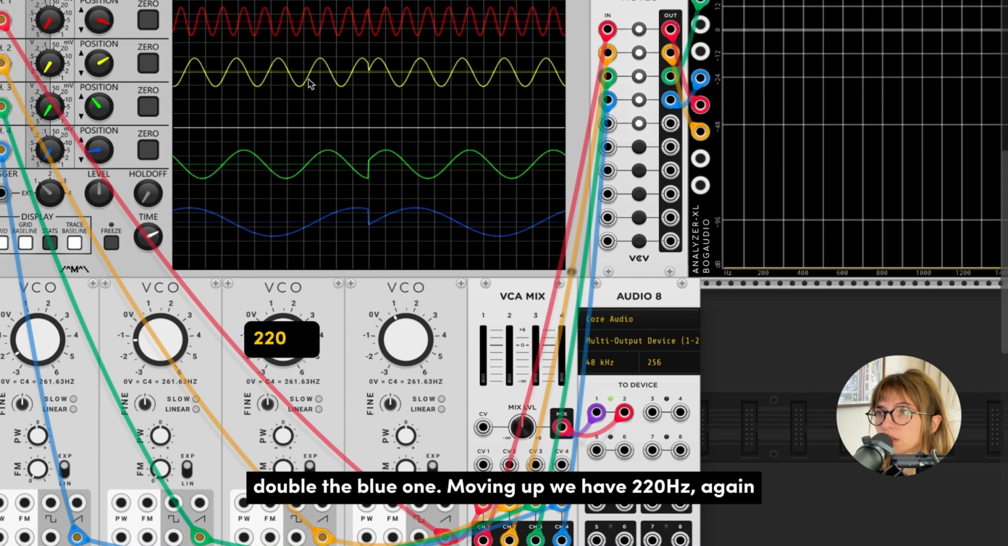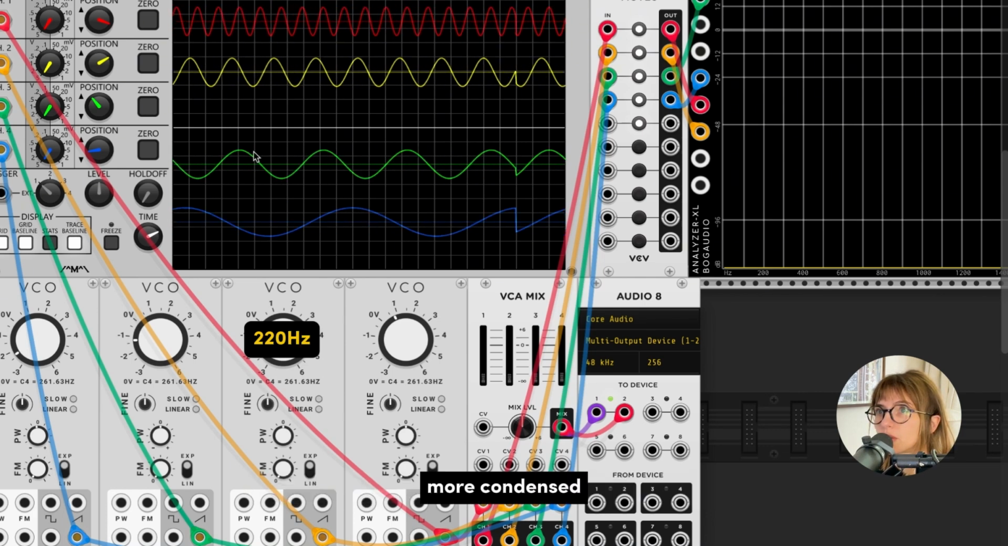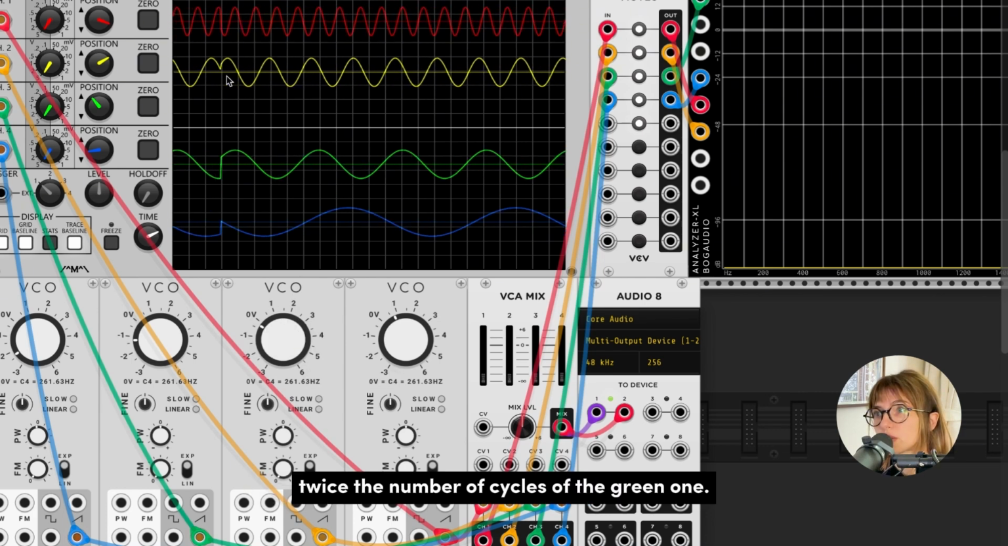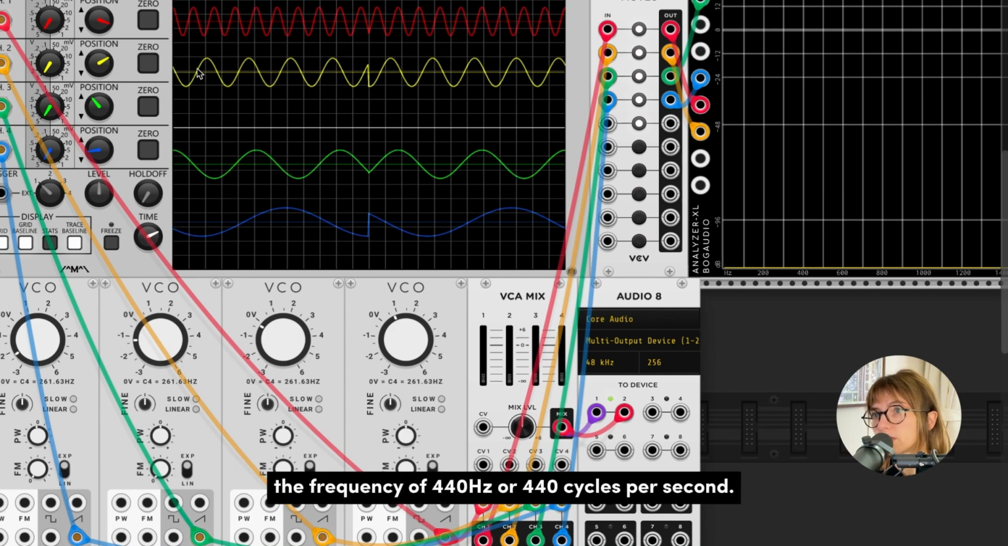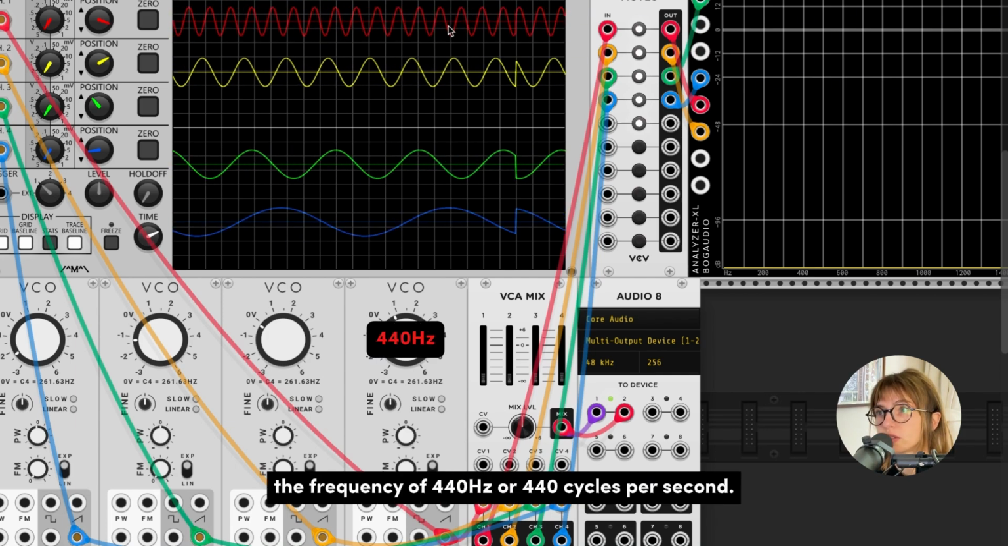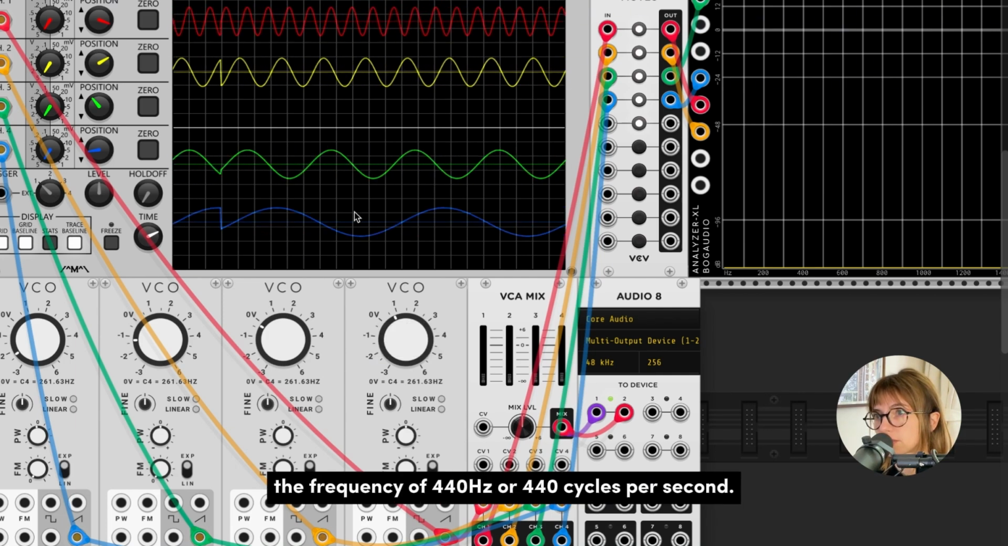Moving up, we have 220 Hz, again more condensed, twice the number of cycles of the green one. And finally, the frequency of 440 Hz, or 440 cycles per second.